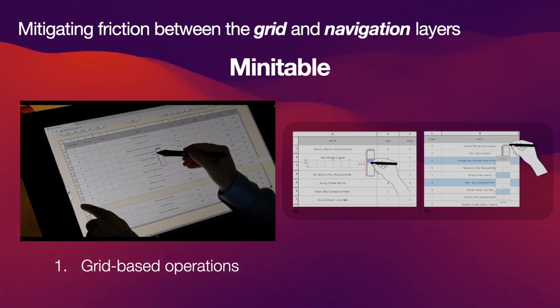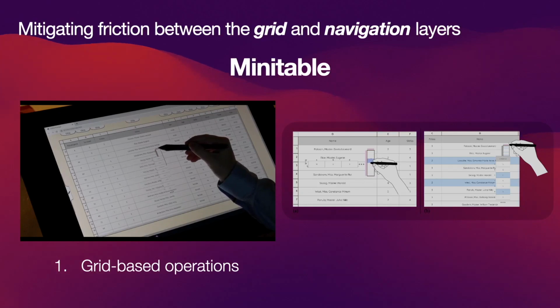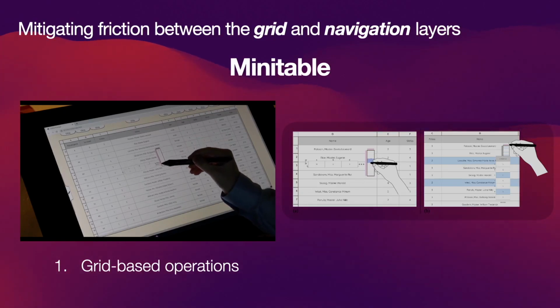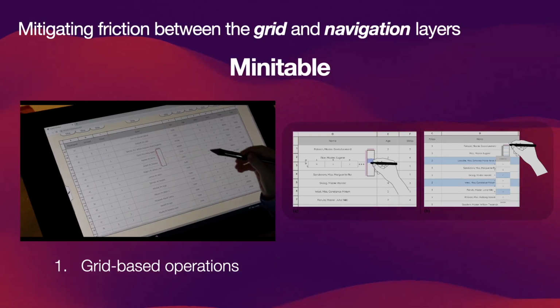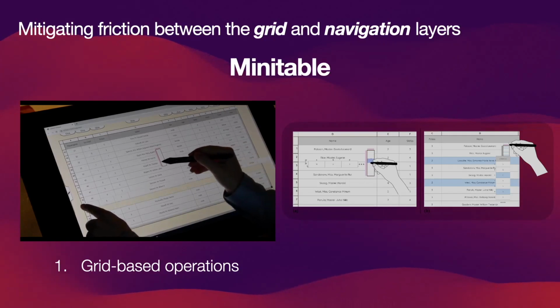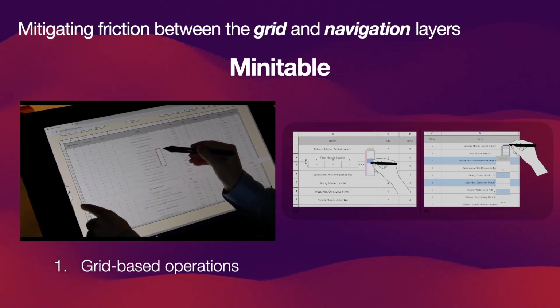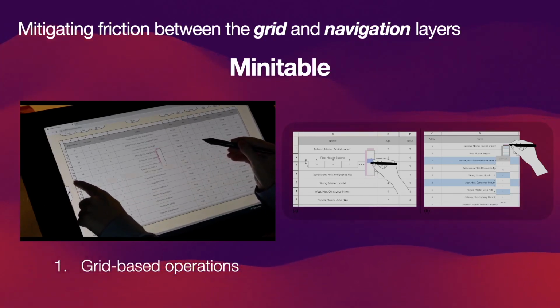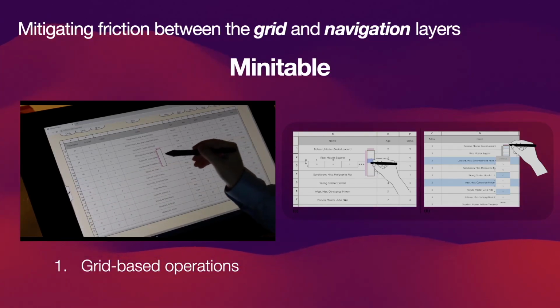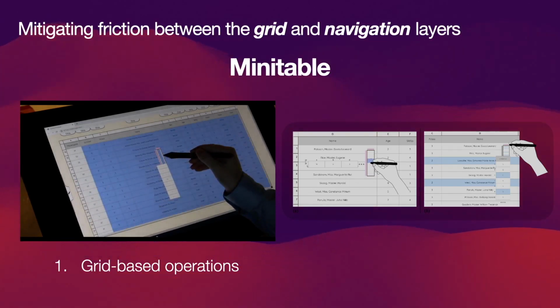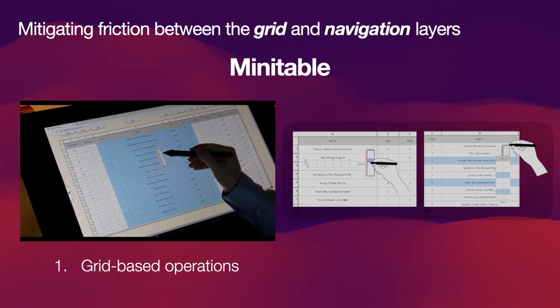Now, to mitigate friction between the grid and navigation layers, we designed two types of widgets. We named the first one the mini table. It shows a small overview of the dataset and lets users see rows and columns that are beyond the viewport. It also allows them to scroll to a distant location and facilitates the manipulation of elements that are far away, relying on pen and touch. Users can also use it to select ranges of rows and columns, reducing the need for endless panning through the dataset.